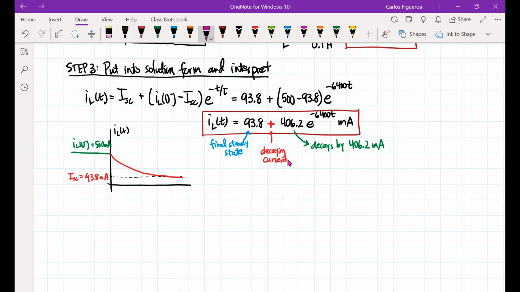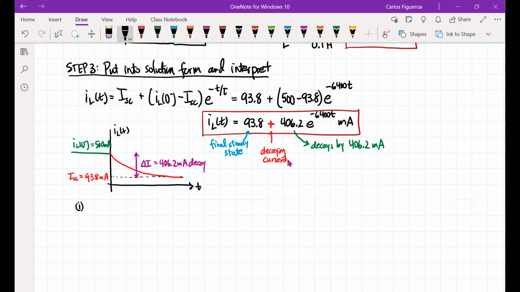And so now what you're seeing here is that this is a decay of the current by 406.2 milliamps. Decay. Which is exactly, we knew that there was going to be a decay. Now the equations tell us exactly by what that means here. So let's look at this thing just a little bit longer here. So let's go through a series of questions.